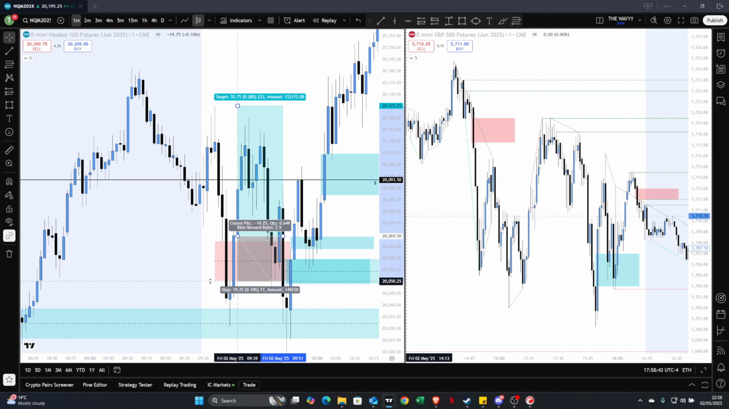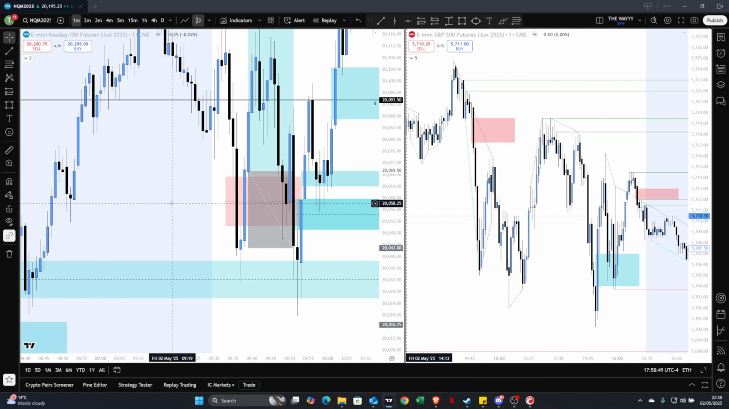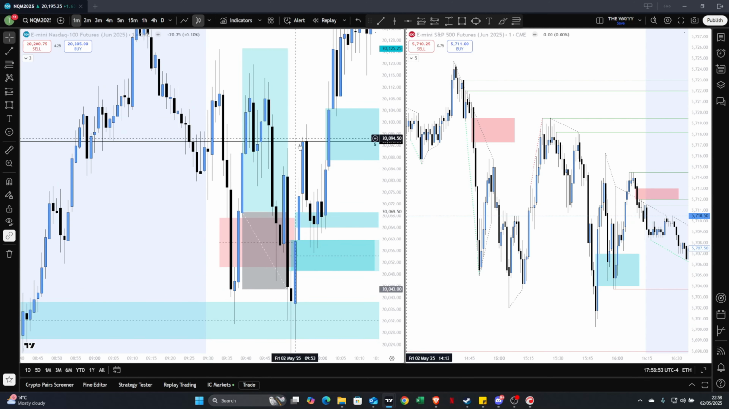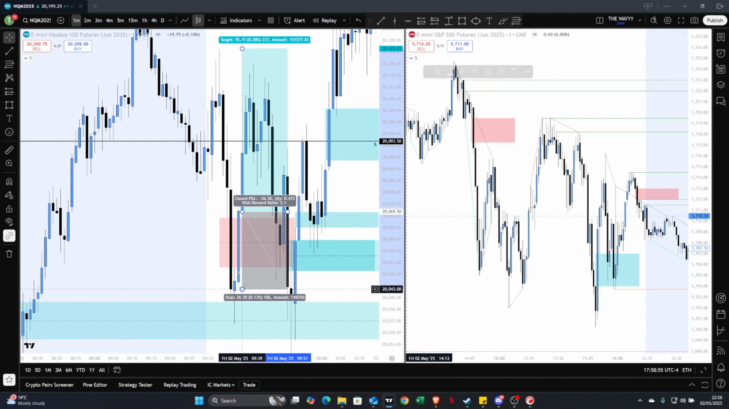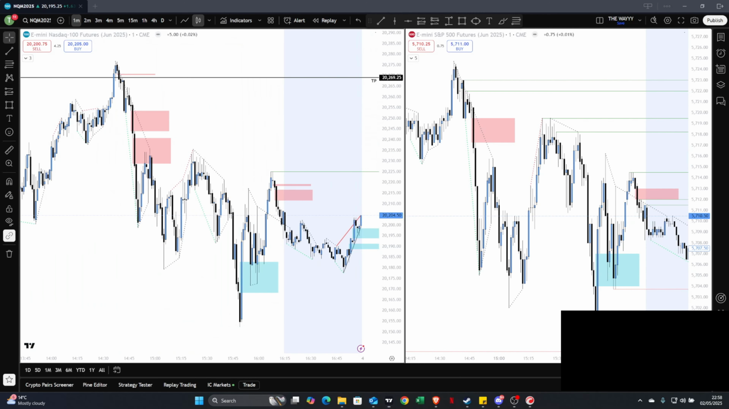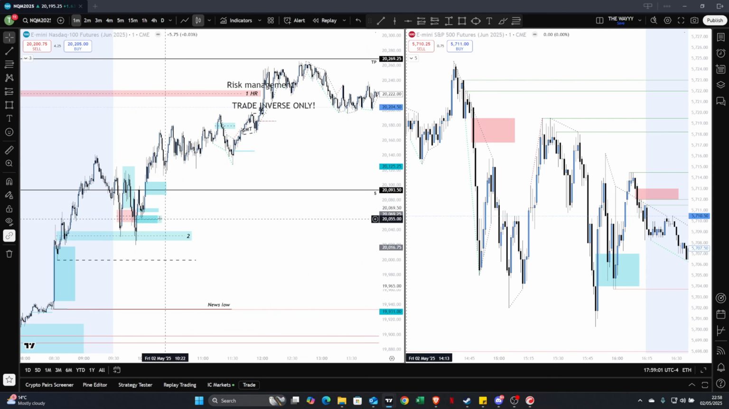But because of my strategy, I would give it more breathing space, so I'll put it here realistically and let it do its thing. Simple as that. Until it gets to my break even point, then I put it to break even, and the rest is history. But anyways, that is how I manage risk using the inverse strategy.